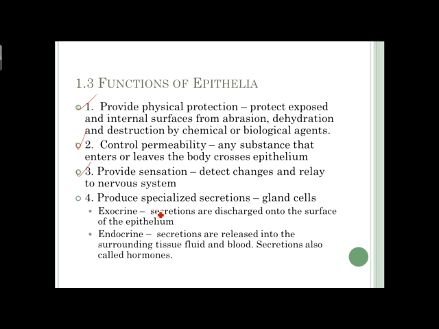We have two types of gland cells here: exocrine and endocrine. In an exocrine gland, secretions are discharged onto the surface of the epithelium. So this would be like sweat glands and things like that. In an endocrine gland, secretions are released into the surrounding tissues, fluid and blood. Secretions are also called hormones.